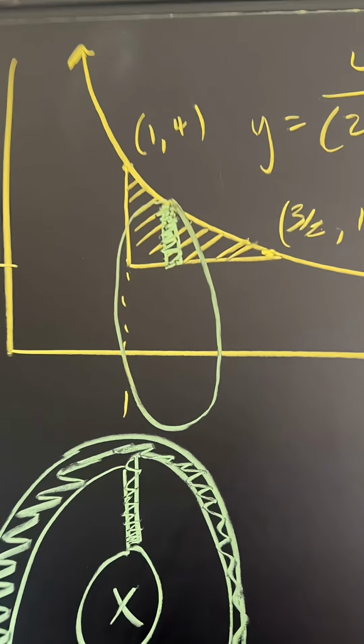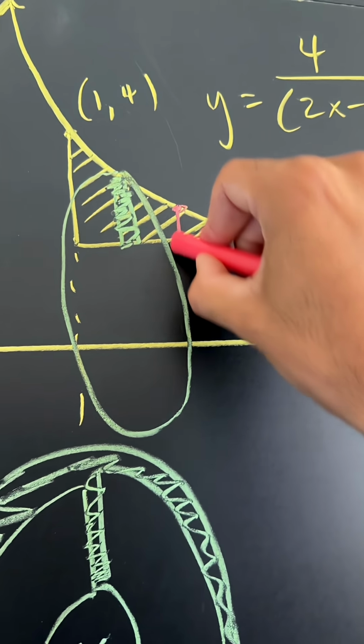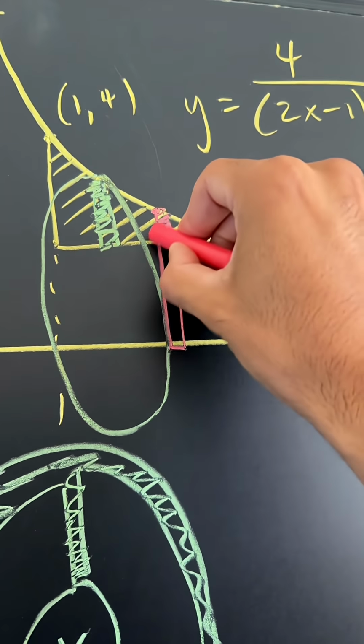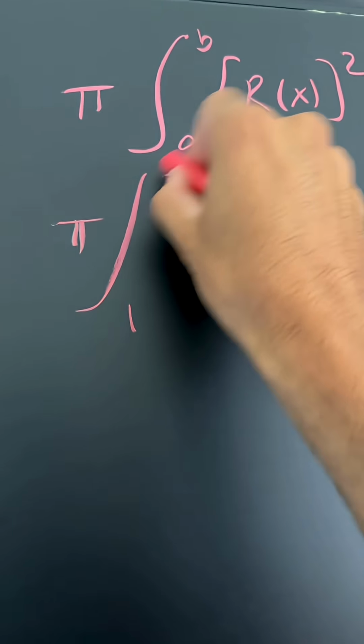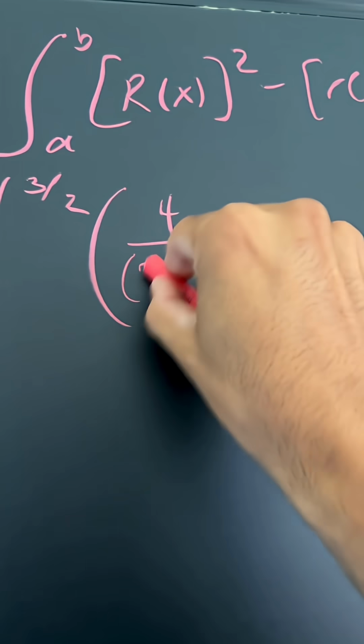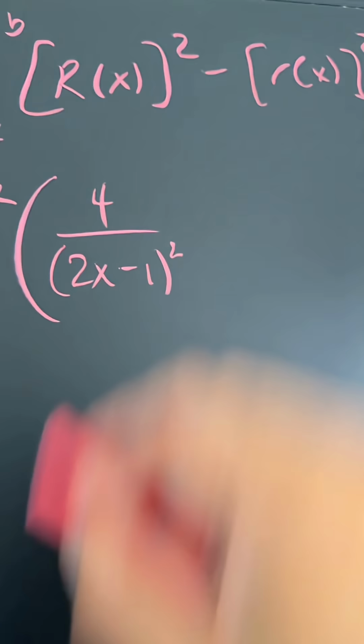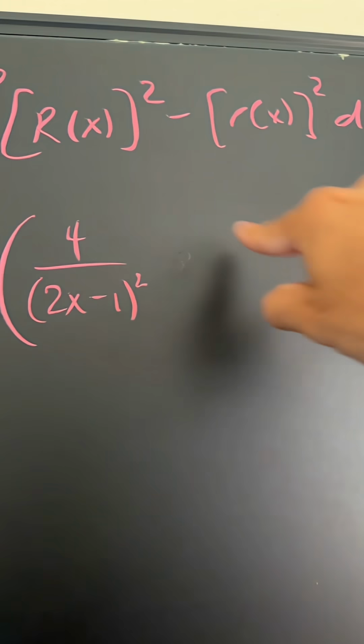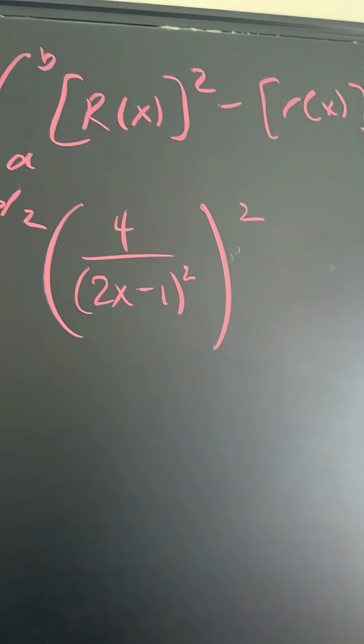Well, the large radius is going to be the top of the function minus the axis of symmetry. We have pi, 1 to 3 halves, 4 minus 2x minus 1 squared, and then this is going to be minus 0, so I'm not going to write that, but then we're going to square it.